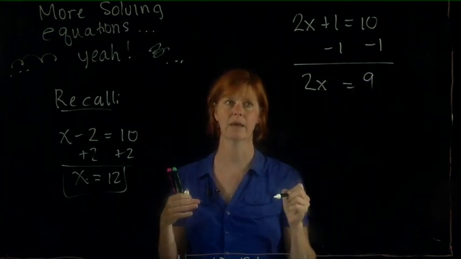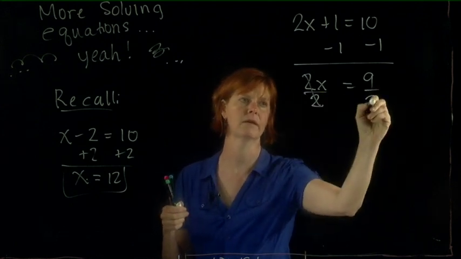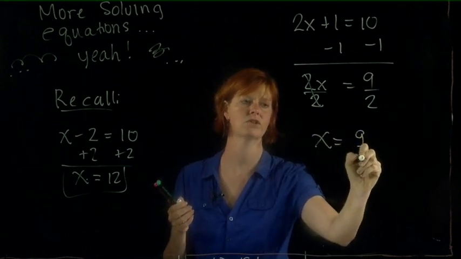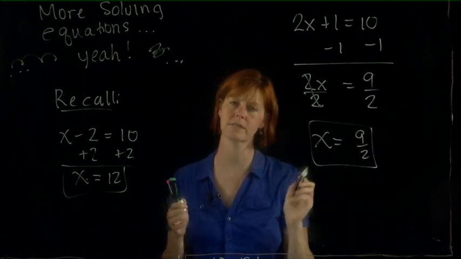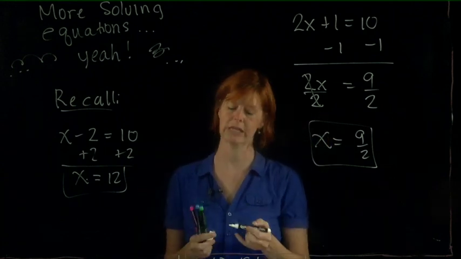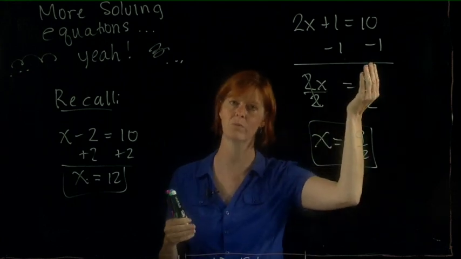The second step is to divide by 2. Okay, divide by 2, divide by 2. Remember, we're keeping that equation level. And your answer is 9 over 2. Don't change that to a decimal. Don't do that. We just leave it as fractions. The only time you want to introduce decimals is if the problem had decimals to start with.